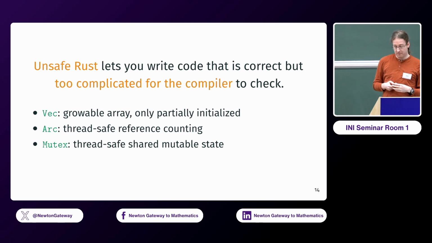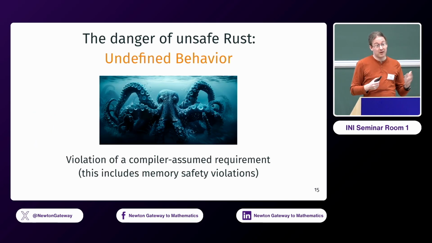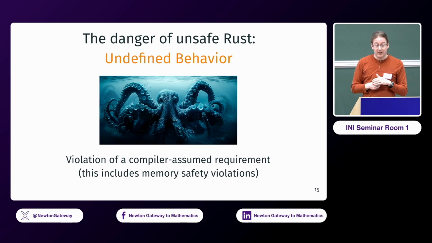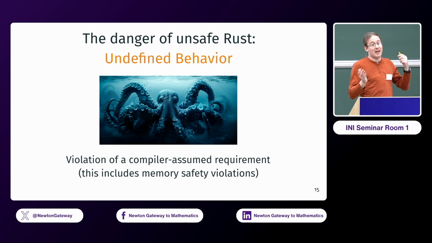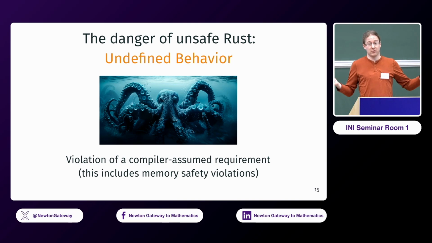So it's great that we have these tools available, but of course this is a great power which comes with great responsibility. It's very dangerous, it's a sharp knife, it's very dangerous to write unsafe Rust code, because there is this monster lurking there, where if you're not careful, then your code has undefined behavior, which I could spend an entire talk just talking about, but the loose definition is that it is a violation of a compiler-assumed requirement. And this in particular includes all memory safety violations. The compiler assumes you're not doing out of bounds and things like that.